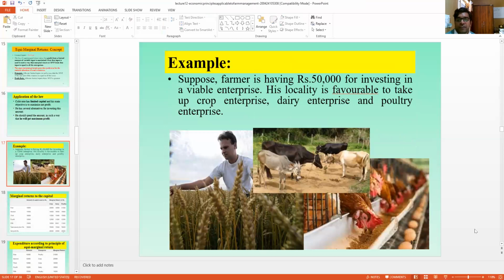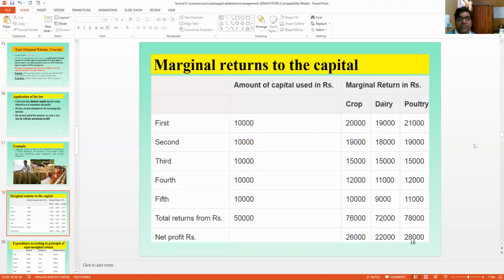Now you see, suppose we have a farmer, if he is having 50,000 rupees for investing in variable enterprises, right? He has to get maximum profit from this investment. He has got crop enterprise, dairy enterprise, and poultry enterprise. Three enterprises, an amount of 50,000 rupees. Now you see the amount of capital. So the farmer is having all the three enterprises, crop, dairy, and poultry. Okay, now it is established, right?